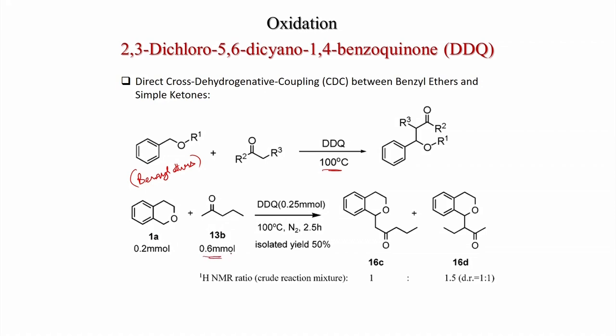2-butanone in 3 equivalents, and DDQ, this is anhydrous condition, 100 degree centigrade, nitrogen atmosphere, 2.5 hours, isolated at 50%. You get a mixture of products. So the ketone has two positions, this is primary, this is secondary. Here it has been found that the secondary product is more, in a 1.5 to 1 ratio. But the main thing is that C-C bond formation happens. That's why this is also called cross dehydrogenative coupling.